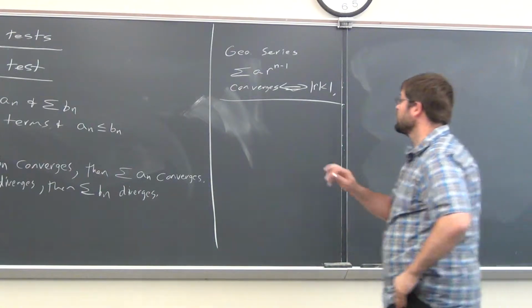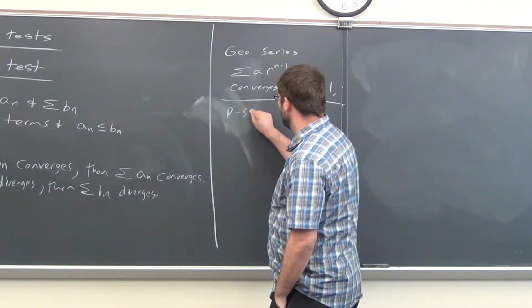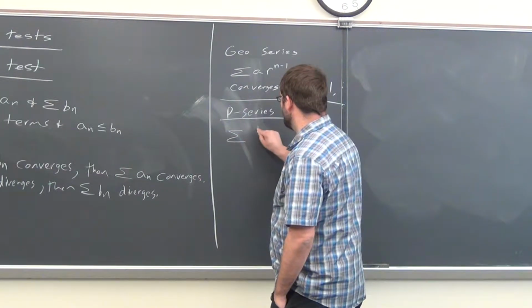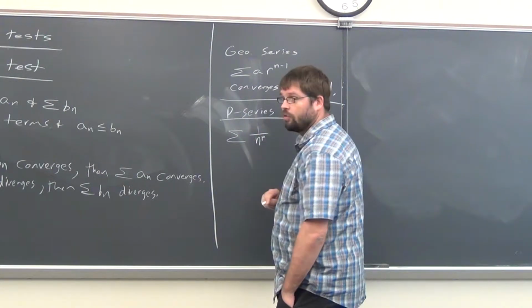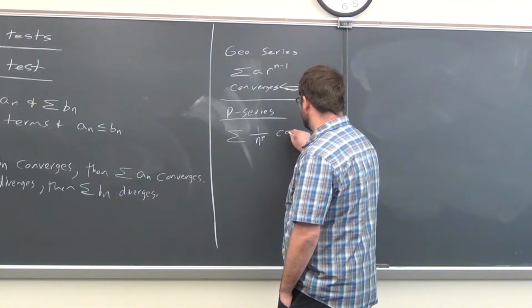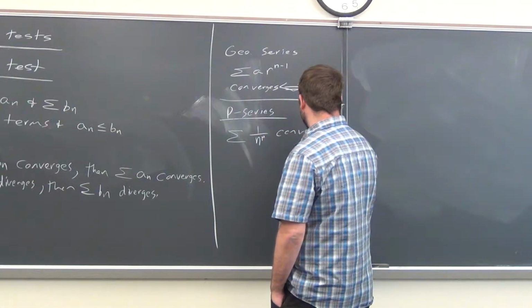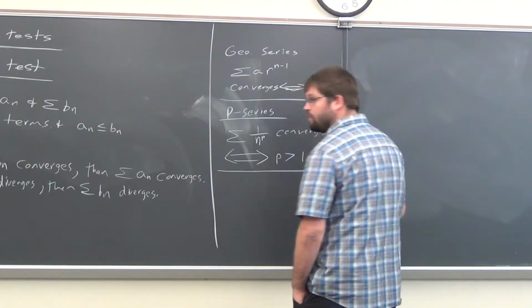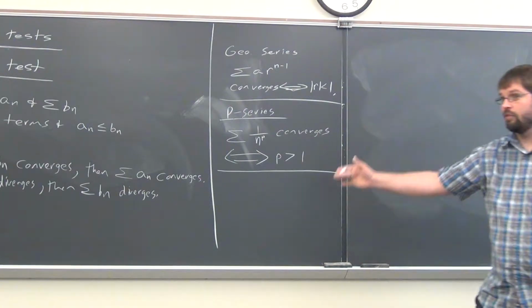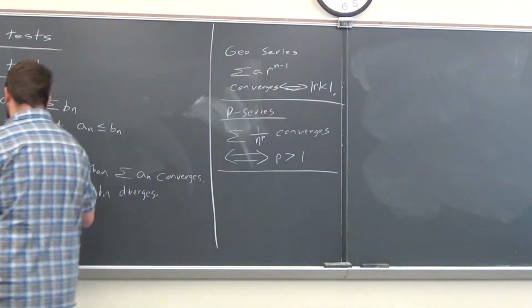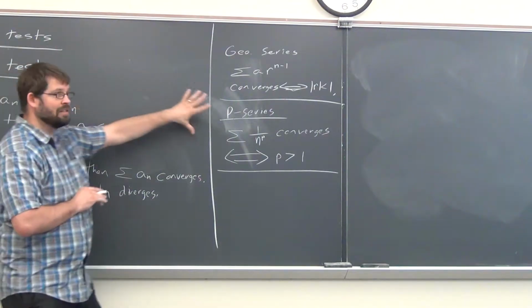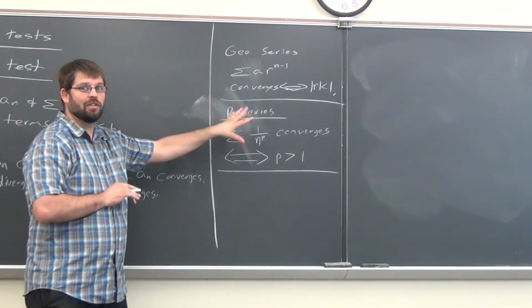So we had that a couple of sections ago, and then we also had the p-series. All right, and we said the sum of 1 over n to the p converges if and only if p is greater than one, right? So again, they diverge if that's not true, they converge if that's true. And so when we talk about using a comparison test, those are the things we're going to compare to, right? We know these things. These are kind of our base series that we're going to compare everything to.